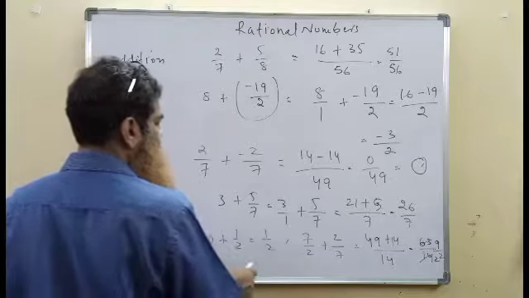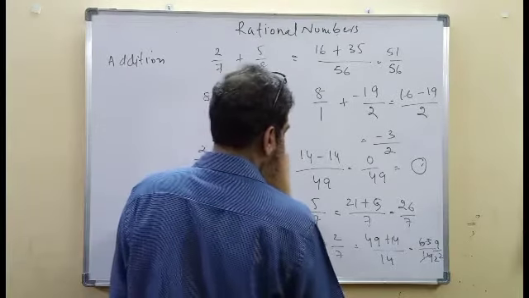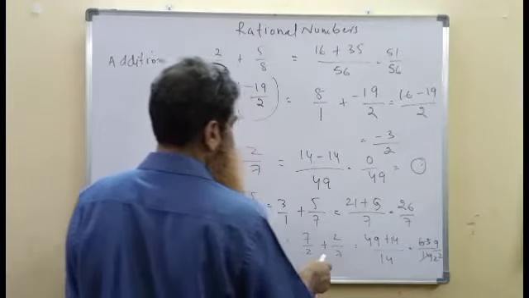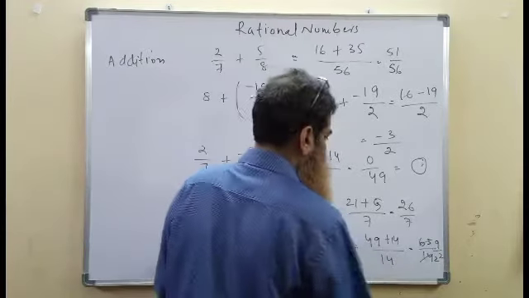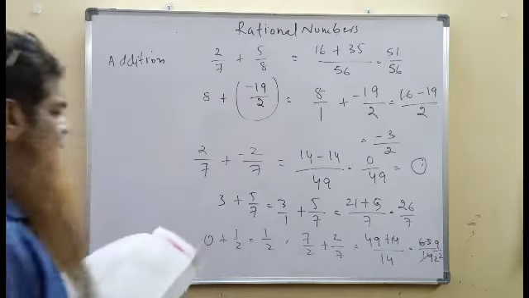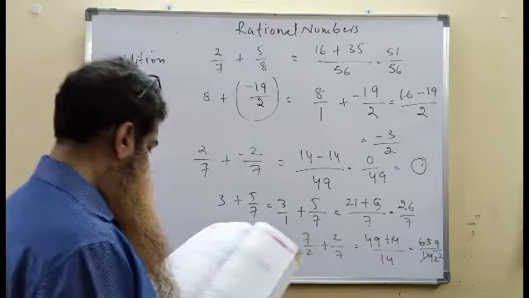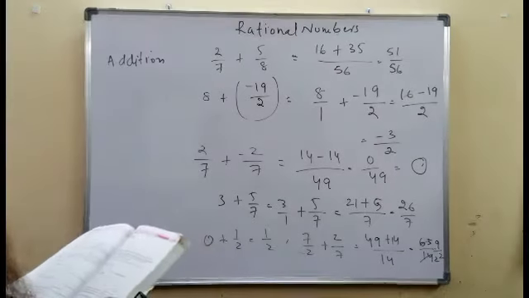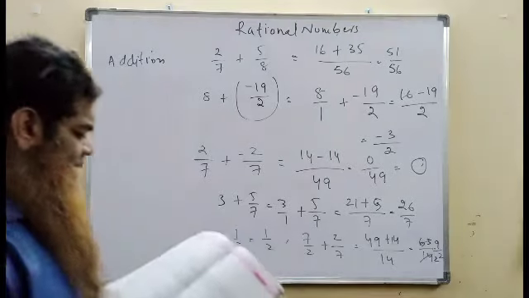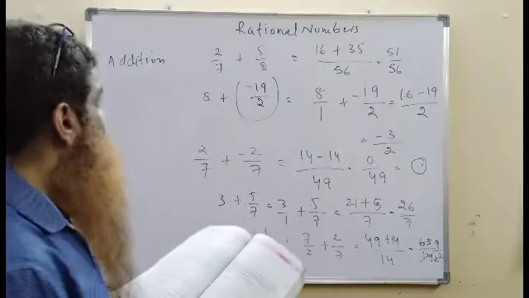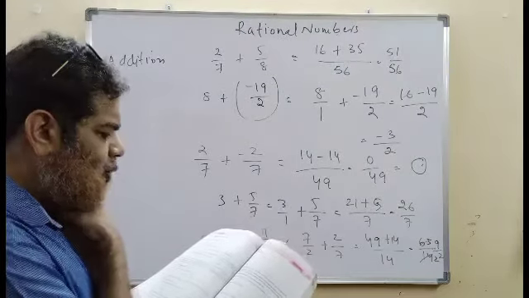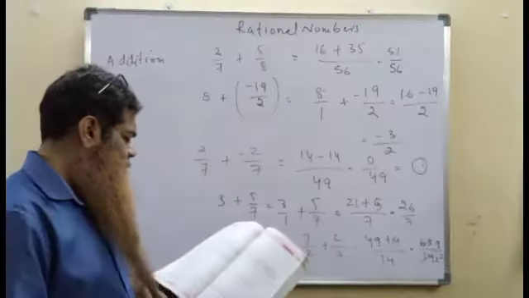0 plus 1 by 2 is 1 by 2. 7 by 2 plus 2 by 7 is 9 by 2. Again, it's a rational number. So, the rational numbers are closed under addition. The rational numbers are closed under addition. That proves rational numbers are closed under addition.